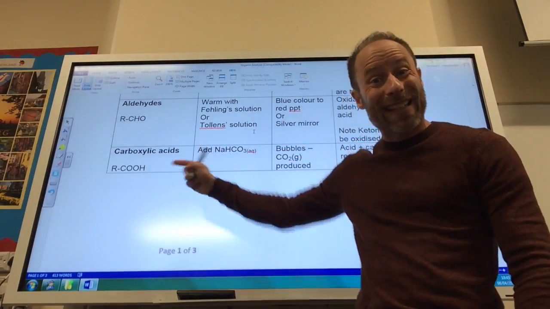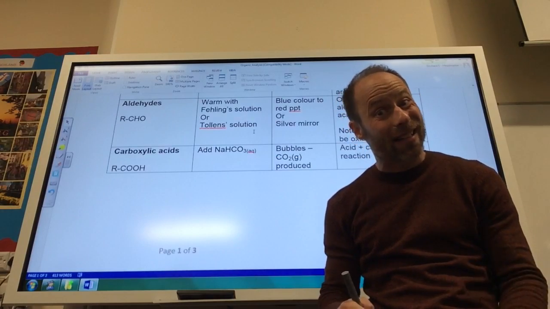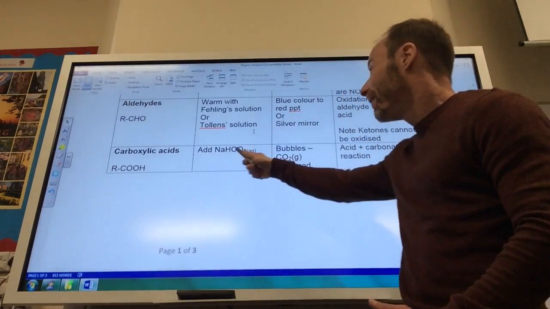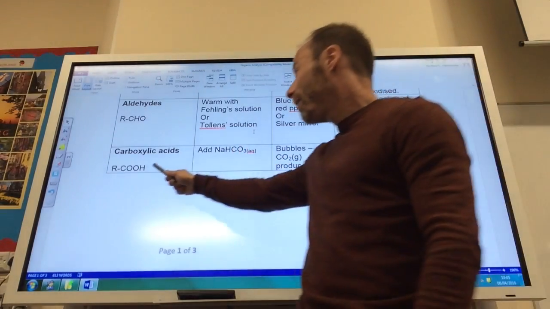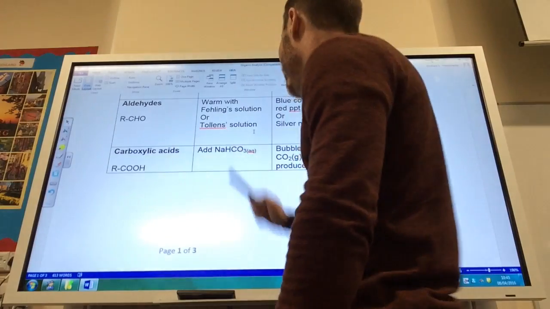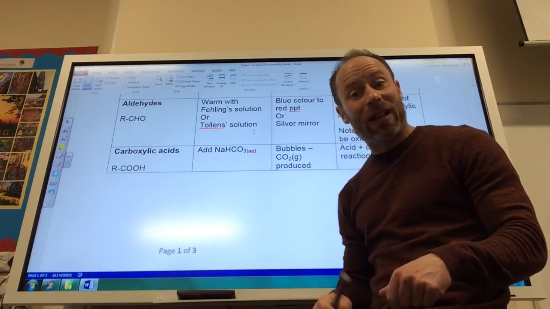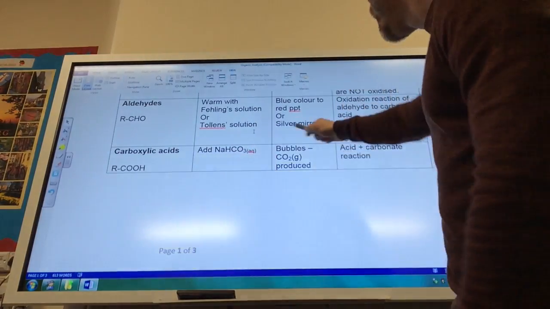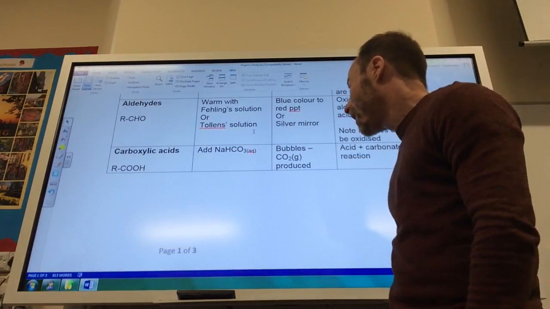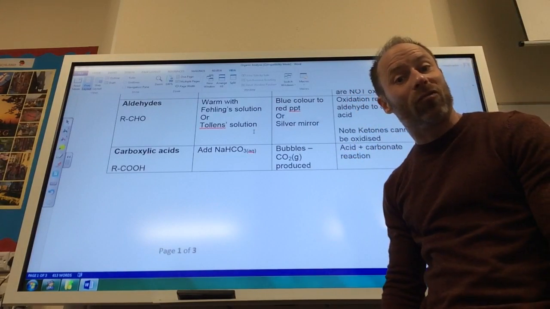And finally, a carboxylic acid. This catches people out because you don't remember a carboxylic acid is actually an acid. Acids will react with sodium hydrogen carbonate solution. So a carboxylic acid is only a weak acid, but it will react with sodium hydrogen carbonate. If you add that in, carbonates react with acids to give you carbon dioxide gas, you see bubbles. So what would you see? You see bubbles because you're producing carbon dioxide gas, and that is the acid plus carbonates reaction.